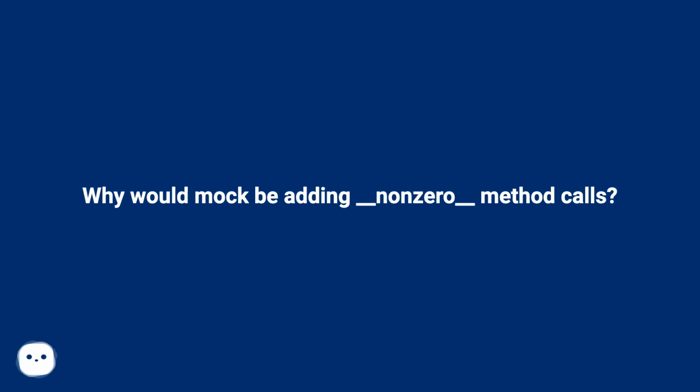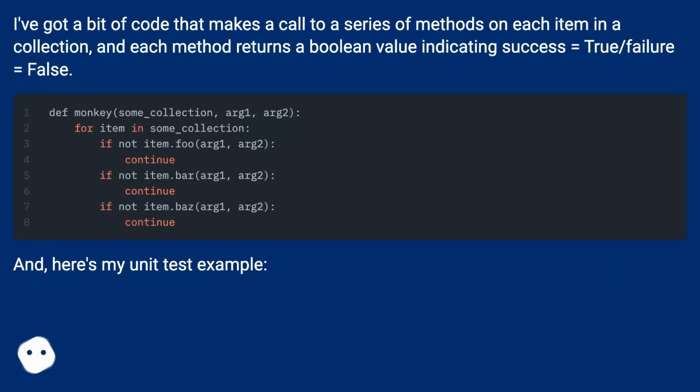Why would mock be adding __nonzero__ method calls? I've got a bit of code that makes a call to a series of methods on each item in a collection, and each method returns a Boolean value indicating success equals true / failure equals false.